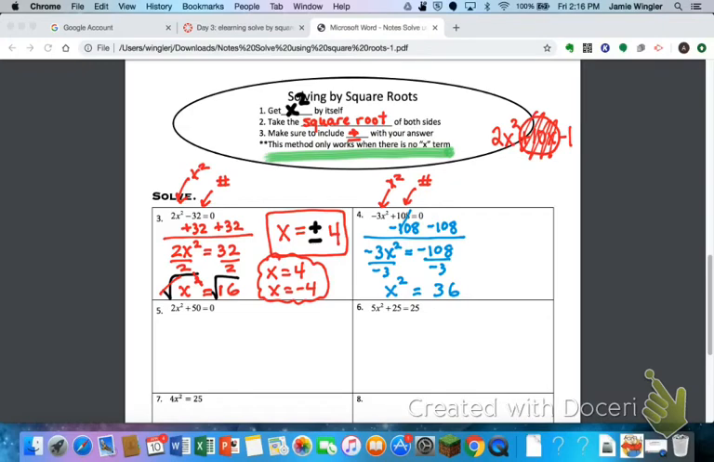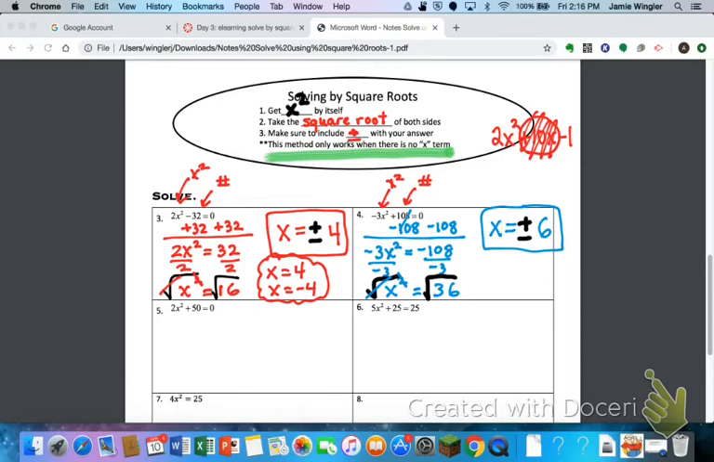So now I need to take the square root of both sides. When you take the square root of both sides, that means you have to include a plus and a minus in your answer. The square root of x squared is always just x because the square root cancels out the squared. And the square root of 36 done on your calculator is 6. Please, please, please use your calculator.